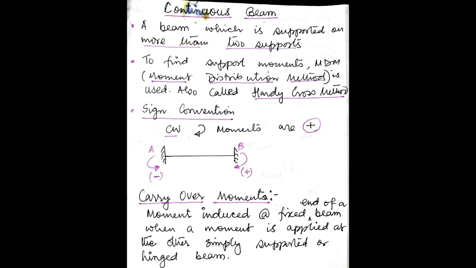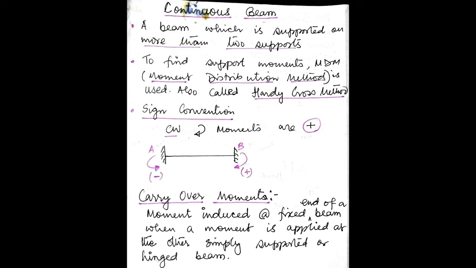Now, before starting off, let us look at the sign convention. In this topic, we will use the clockwise moment as positive and anti-clockwise as negative. As you can see, I have drawn one beam AB, and if you load this beam, then the end A rotates in the anti-clockwise direction, so we will put it as negative, whereas B will rotate in the clockwise direction, so on the B side we will use it as positive.